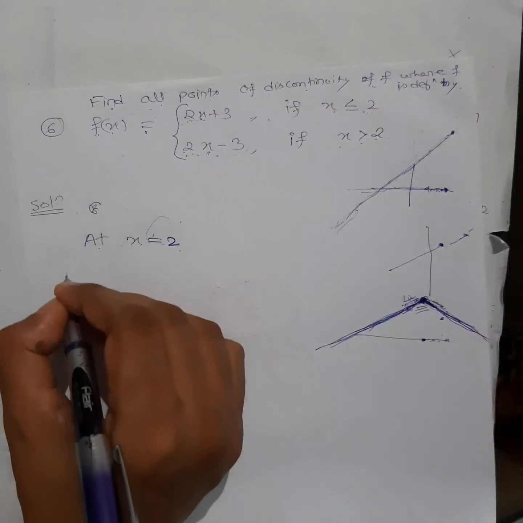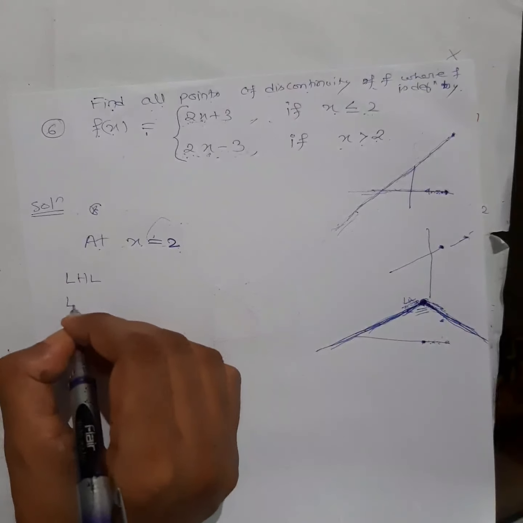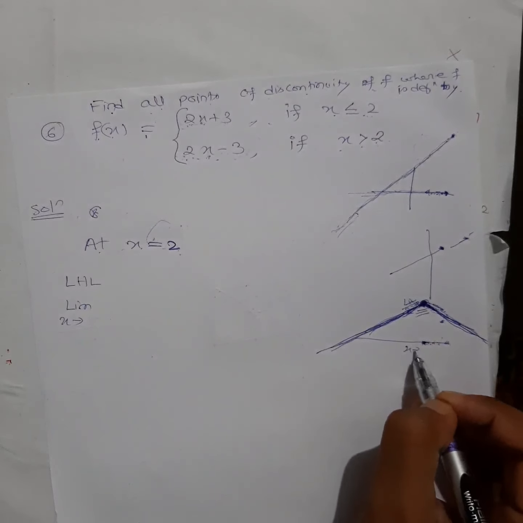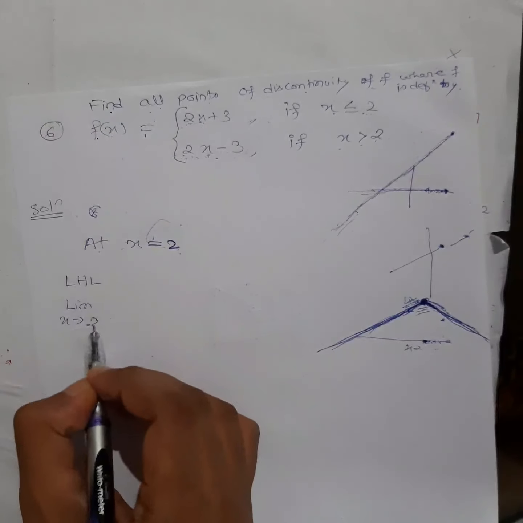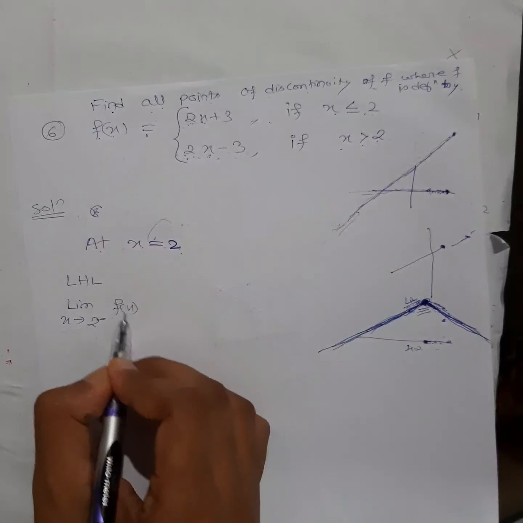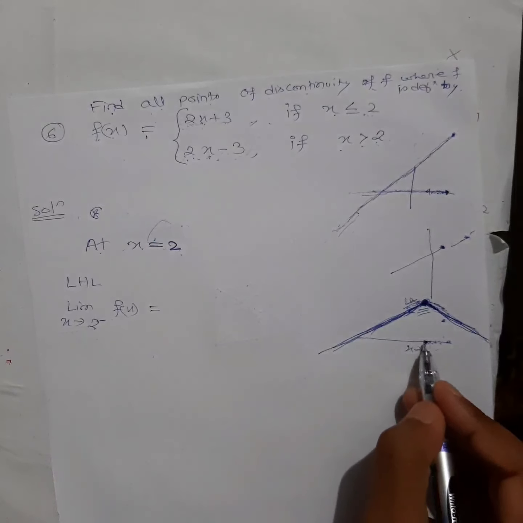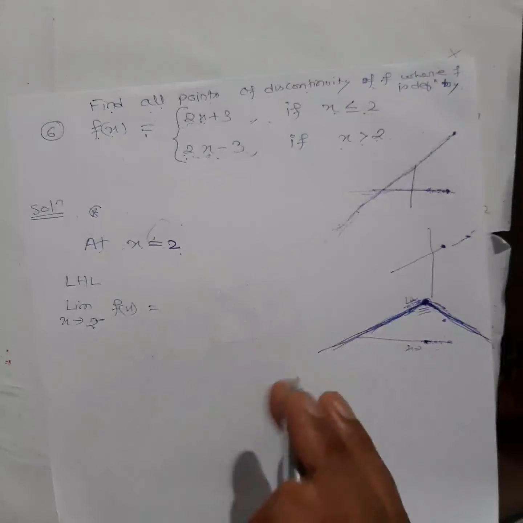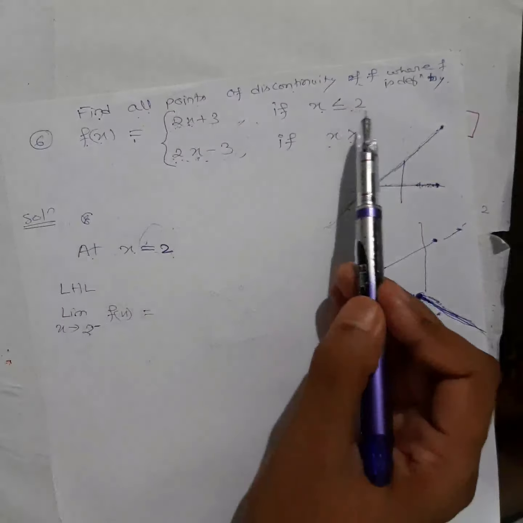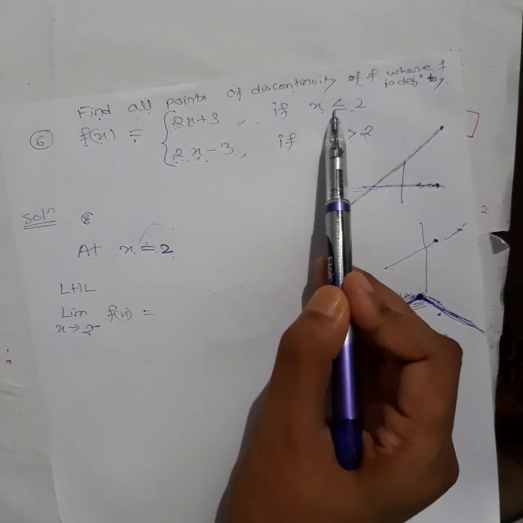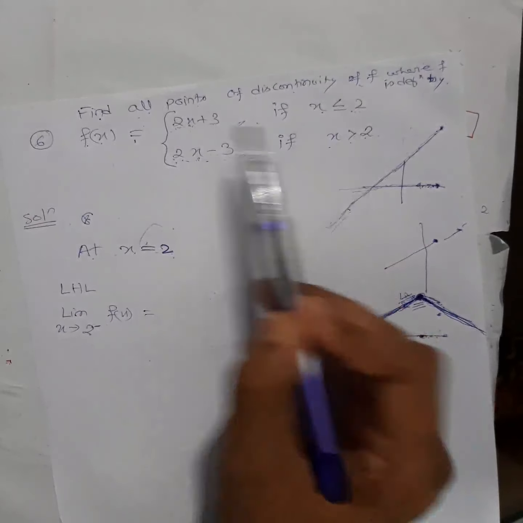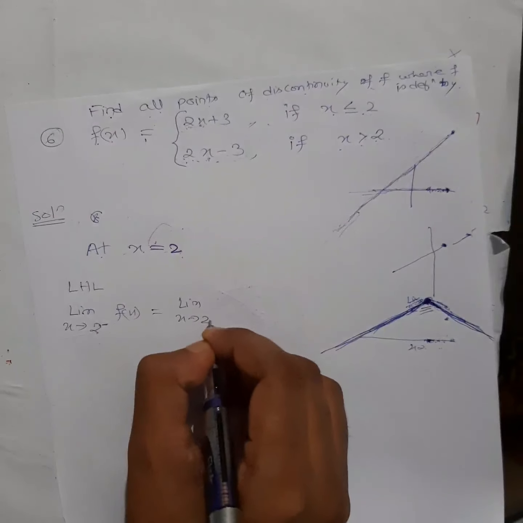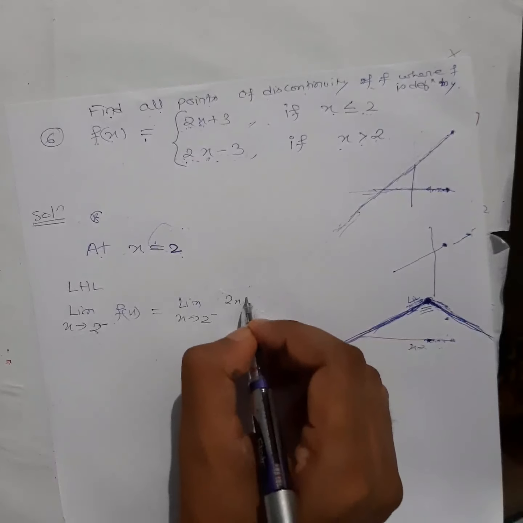So let's find out the left hand limit first. At 2 I will check, right? x tends to 2 from left, f(x). From left means which point will you take? Just less than 2, close to 2, like 1.99, right? For 1.99, which function will you use? x less than or equal to 2 is for this one, greater than 2 is this one. So obviously I will use this one. So limit x tends to 2 minus of 2x plus 3.